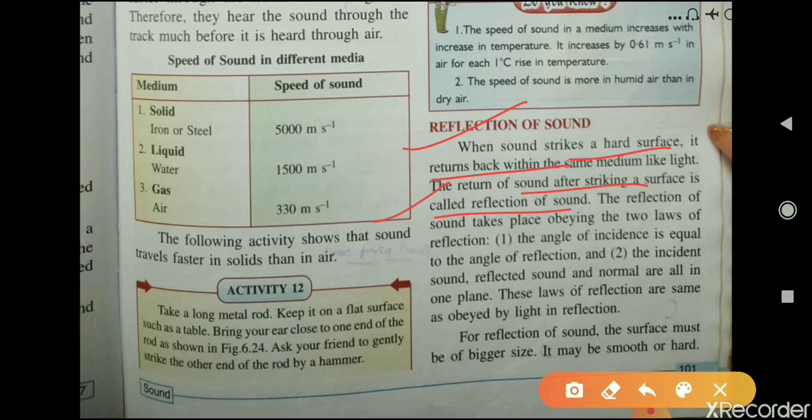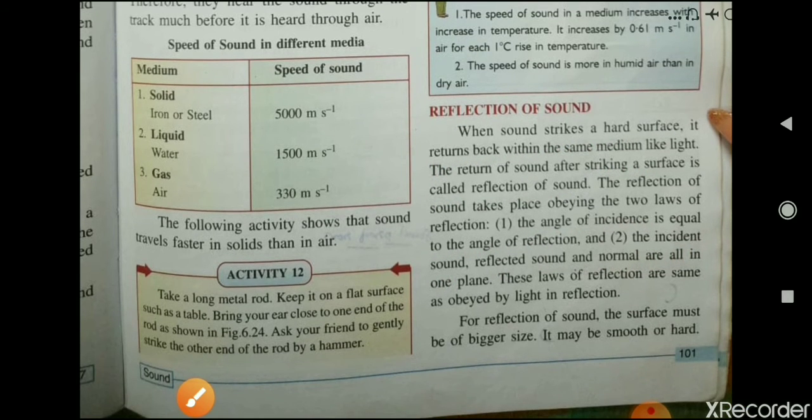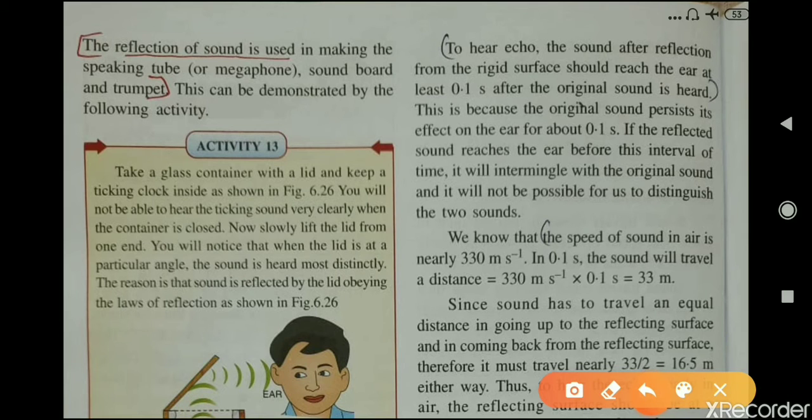And reflection of sound also obeys the same two laws of reflection, that is the angle of incidence is equal to the angle of reflection, and incident sound, reflected sound and normal are all in one plane. Okay, for reflection of sound the surface must be of bigger size. It may be smooth or hard. Okay, reflection of sound is used in making speaking tube or megaphone, soundboard and trumpet.